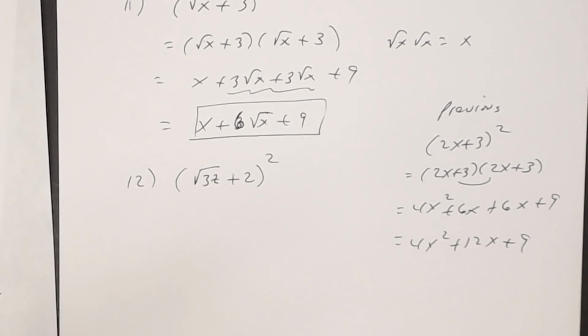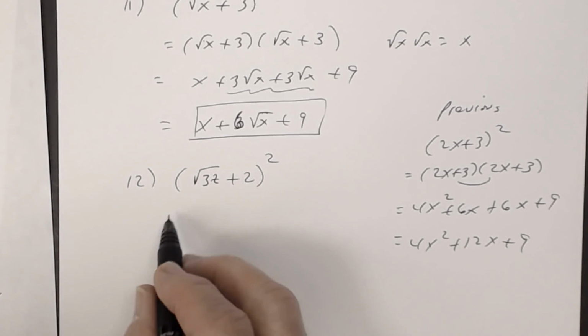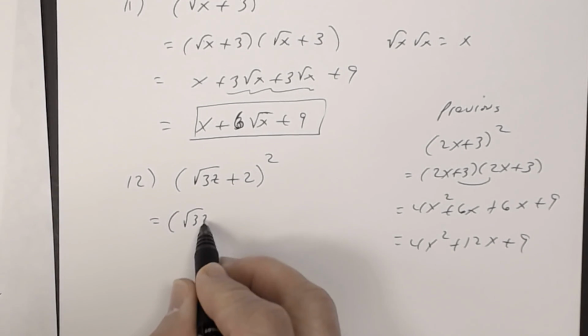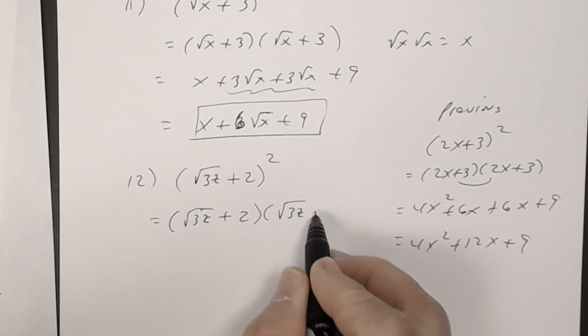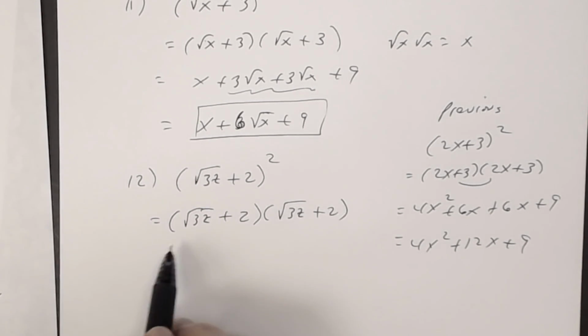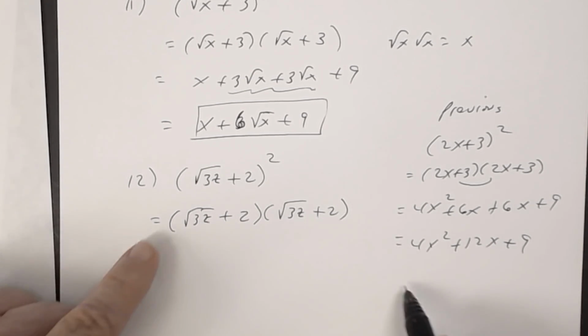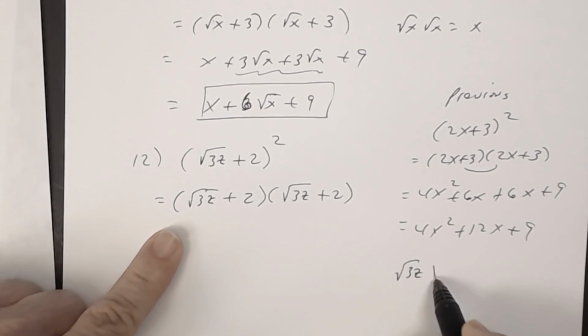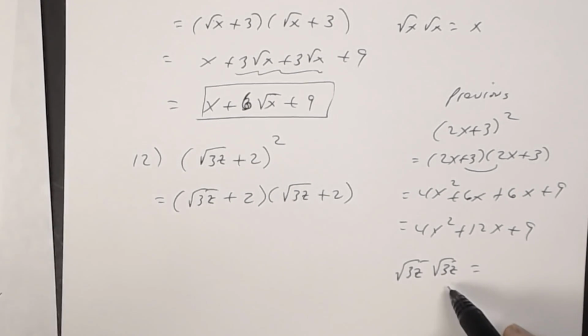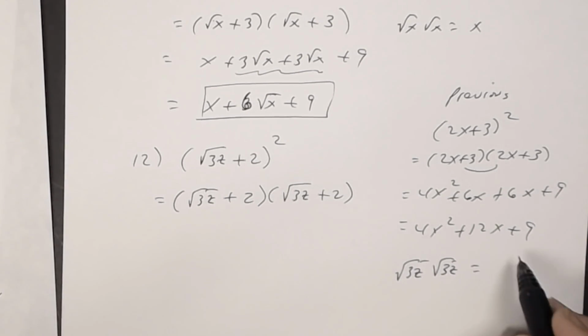Square root of 3z plus 2 squared. All right, same idea. So if I rewrite it as two binomials, square root of 3z plus 2 times the square root of 3z plus 2. All right, FOIL. The square root of 3z, write it out if you have to. Square root of 3z times the square root of 3z. Do y'all agree? Well, first of all, you already know that that's going to be 3z, right?